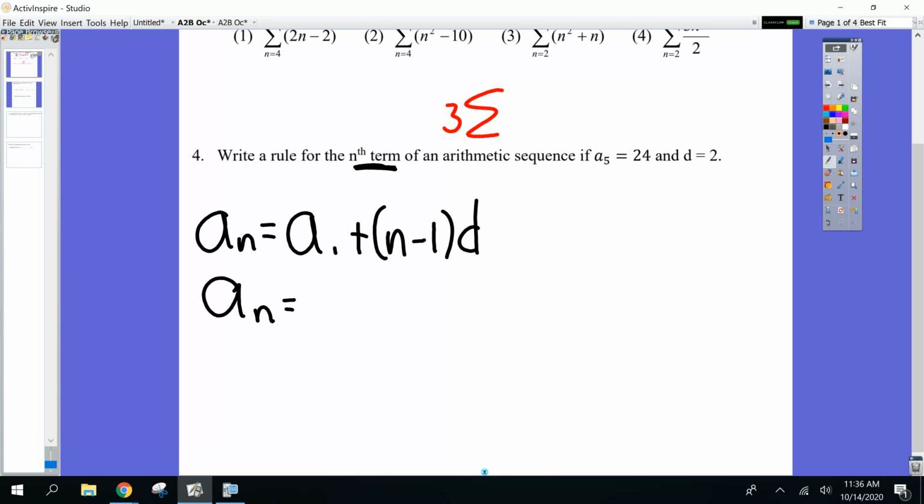Do you want to work backwards to get to A1? Or do you want to use this formula and plug in 24 for An and 5 for n and solve for A1? Work backwards or use the formula. I do not care, but I need somebody to get A1 for me. This is your problem, Isaiah. So when you get A1, let me know. 14. Stop me if you don't know where anything's coming from.